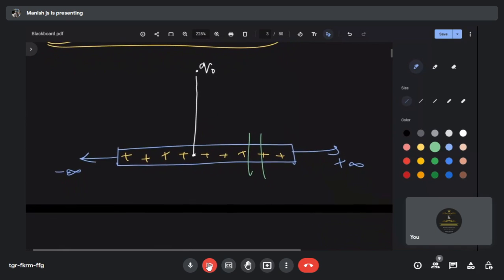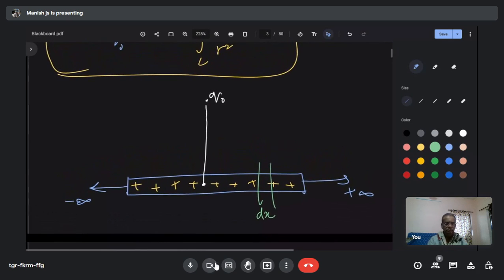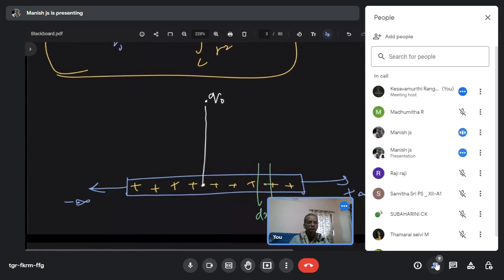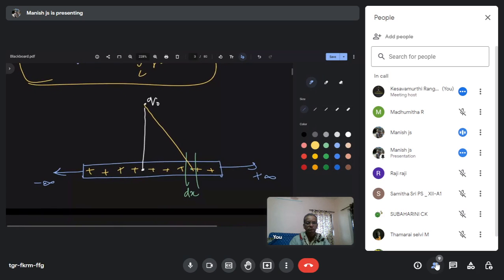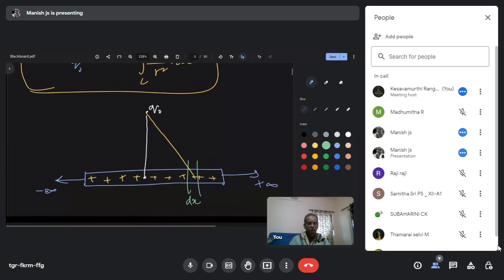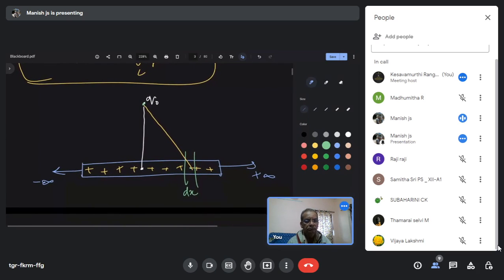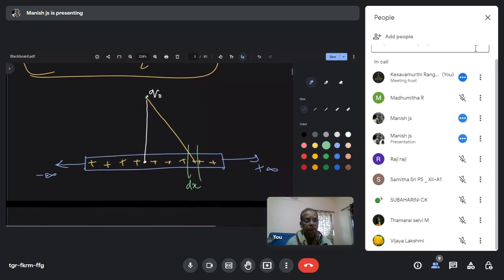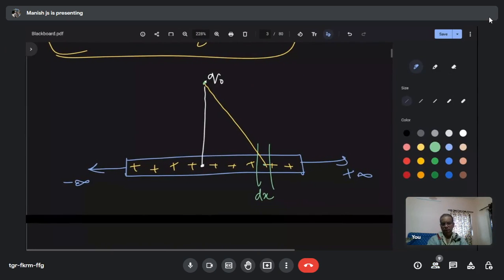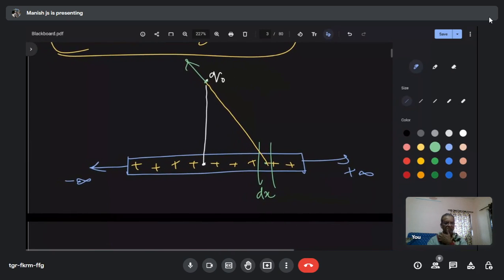Again, you take a small element, dx. It is along the x-axis, it is varying. So with respect to this point, you try to find out the electric field at Q naught due to the small element dx. It is also going to be a small electric field, isn't it? In which direction? Because you place a unit test charge Q naught, and like charges repel each other, the electric field will be in this direction. So you call it dE.